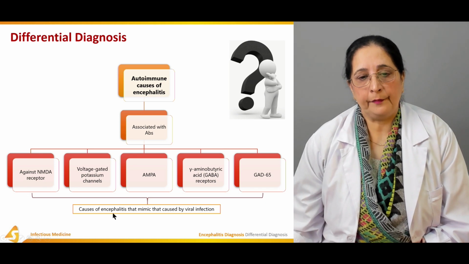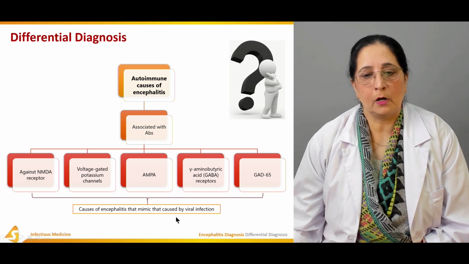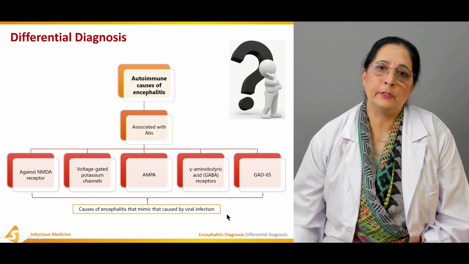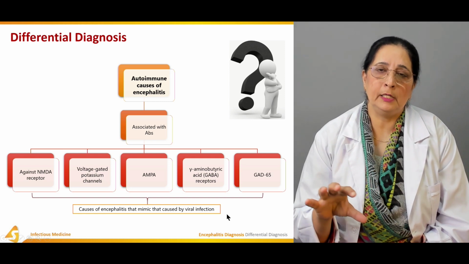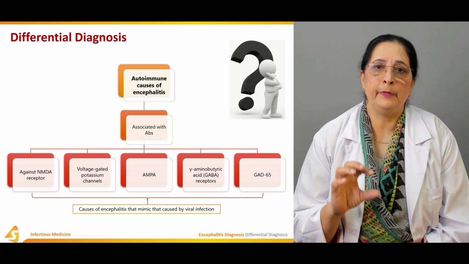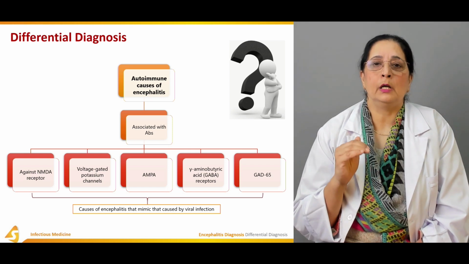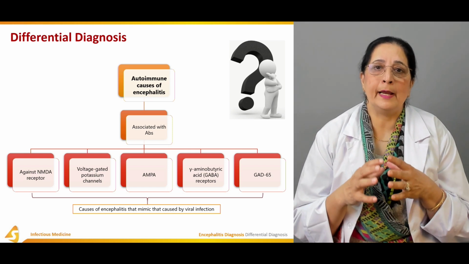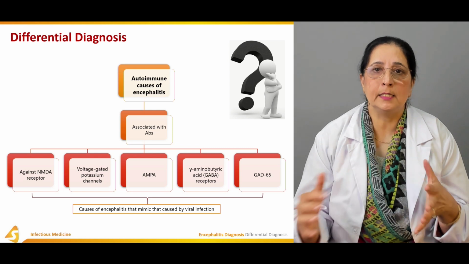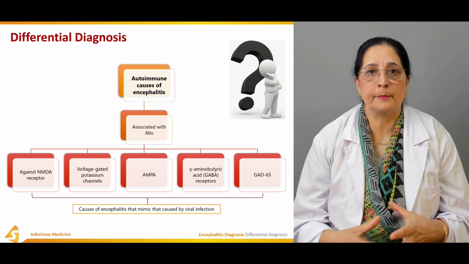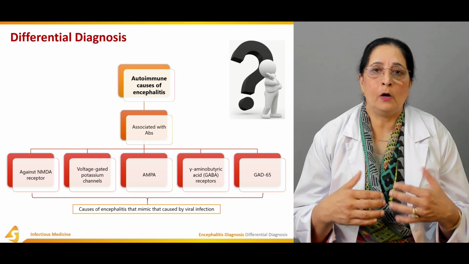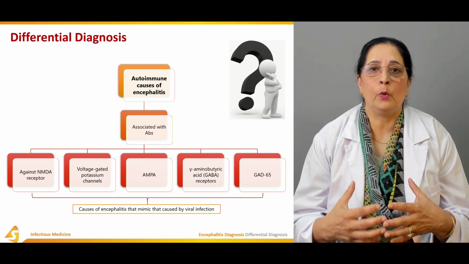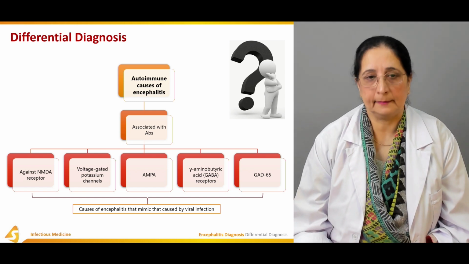Causes of encephalitis that mimic those caused by the virus. So as I mentioned, these are all the causes of autoimmune encephalitis. We find the antibodies against different factors, different receptors in the body, and all these mimic the viral encephalitis.